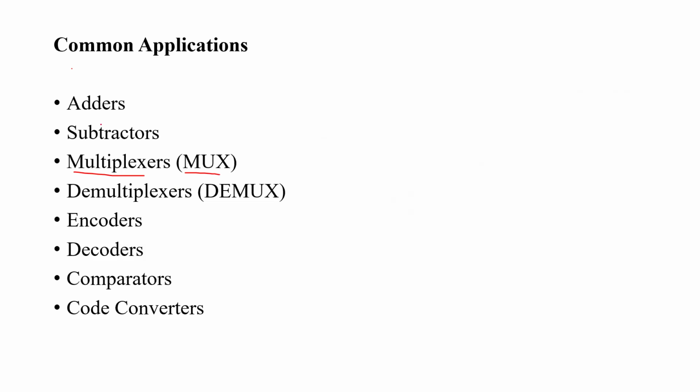So adder, subtractor, multiplexers, demultiplexers. So the short names, another name also we have to know: MUX and DEMUX. Encoders, decoders, comparators, and code converters. These are the applications for combinational logic circuits.